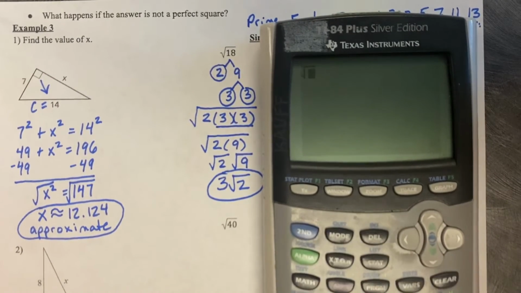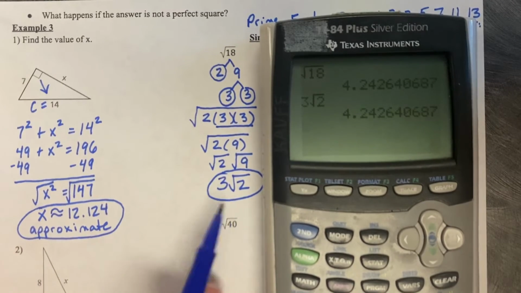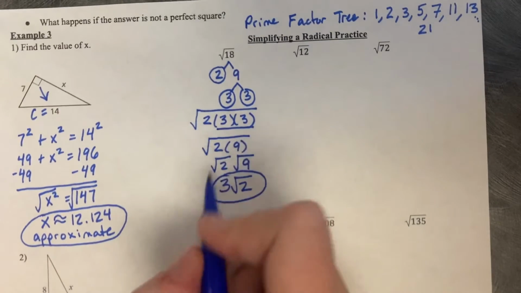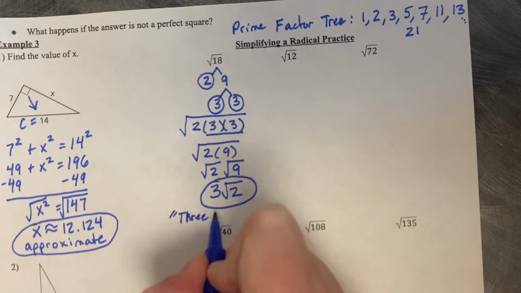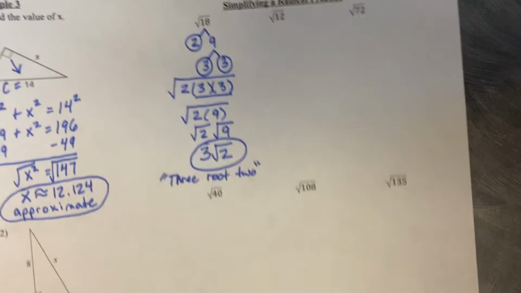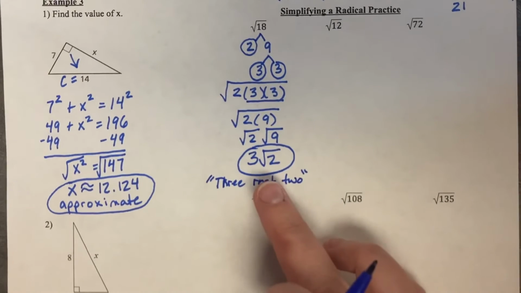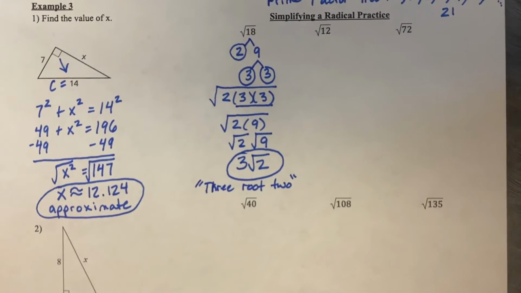Okay, let's try that one more time. Square root of 18 and 3 root 2, those are the same number. The square root of 18 and 3 root 2 is how you say that. Let me write that down. So you say this as 3 root 2. 3 root 2 is the simplified radical of the square root of 18.